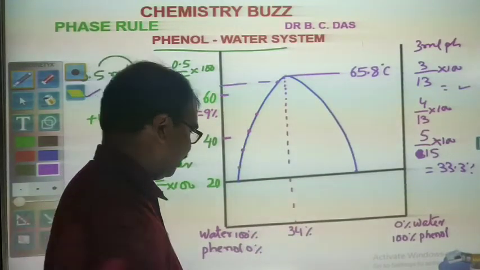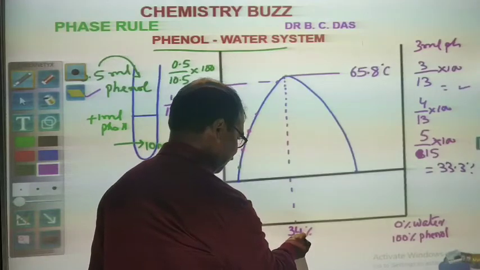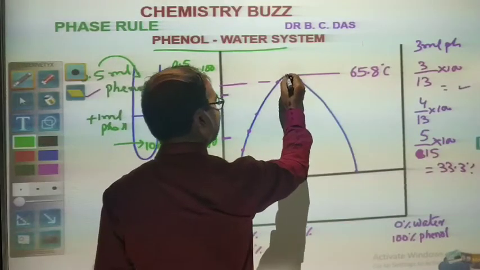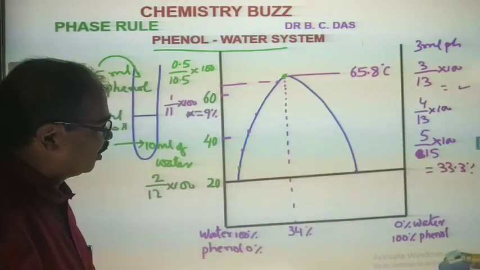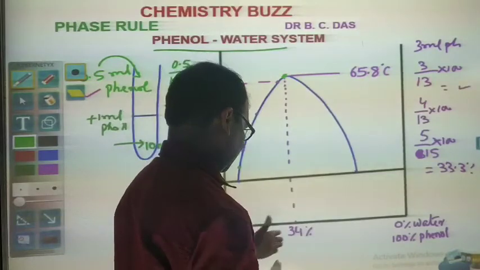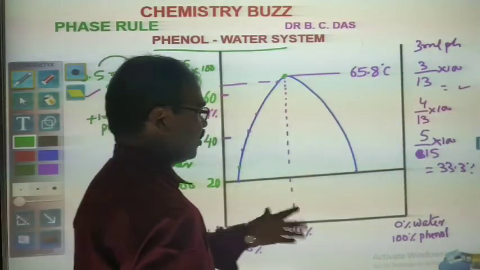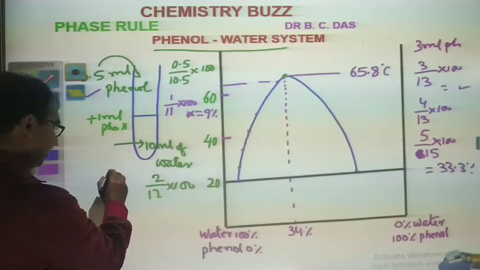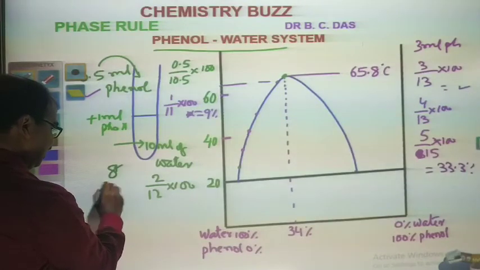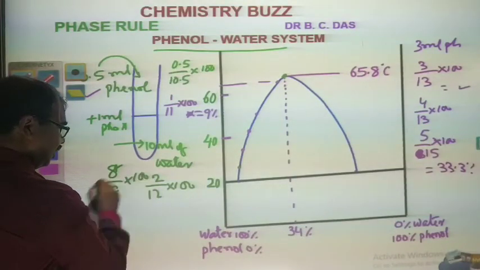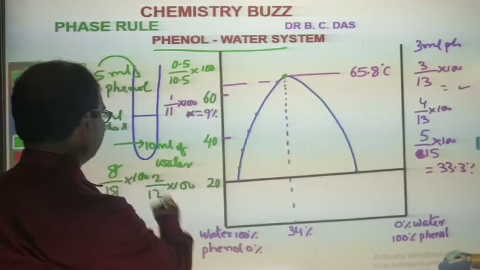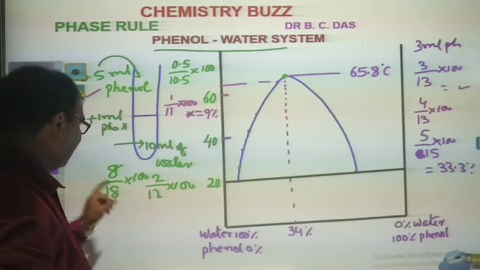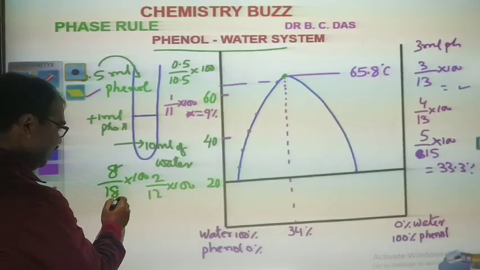But when the composition is 34%, then it will be miscible at this temperature. Particularly, we are not concerned about the 34% here. So let us take it again. Let us add and make the composition of phenol 8 by 18 into 100. That means total phenol content in this test tube will be 8 ml and water 10 ml, so total content 18 ml, and the percentage composition of phenol is 8 by 18 into 100.